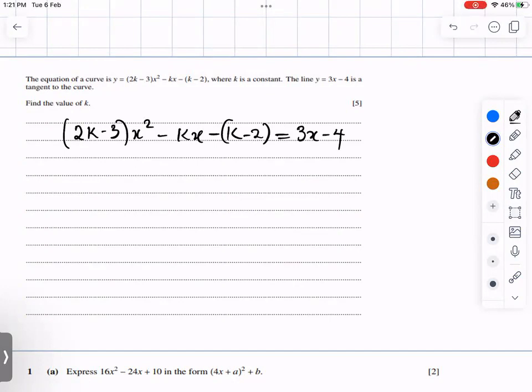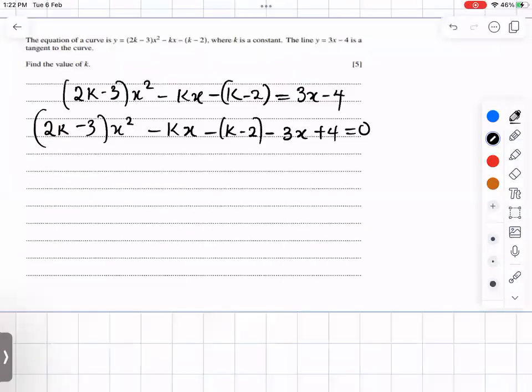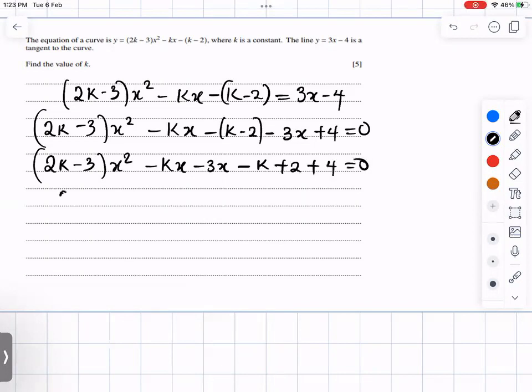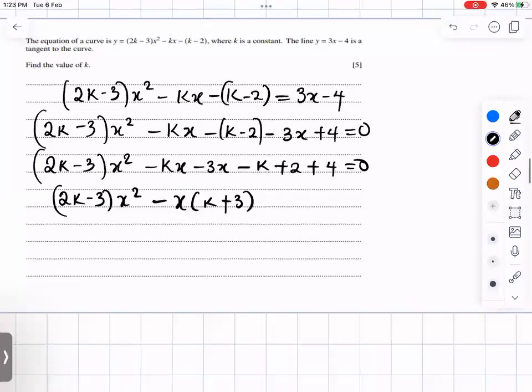Bringing them together, I have (2k minus 3)x squared minus kx minus (k minus 2) minus 3x plus 4 equals 0. So we have (2k minus 3)x squared minus kx minus 3x. Opening this bracket, I'll have minus k plus 2 plus 4 equals 0. We have (2k minus 3)x squared minus, so I'll factorize this, I have k minus 3, okay, that becomes (k plus 3)x. Then we have minus k plus 6 equals 0.